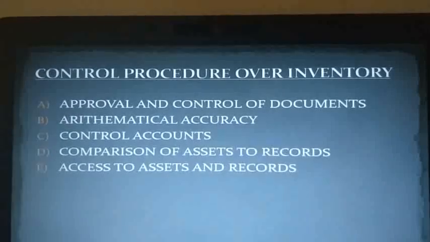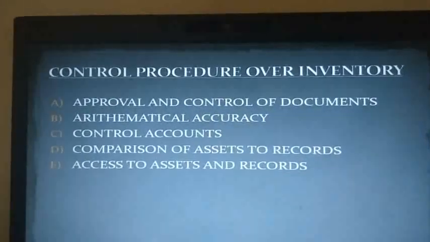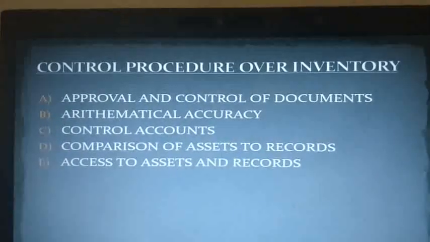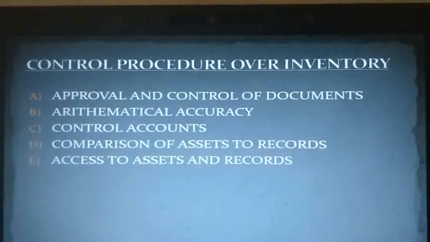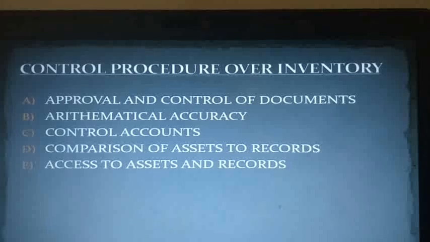Next one, you have control accounts. In your control accounts, total inventory records may be maintained and integrated with the main accounting system. All the records will be maintained by the main accounting system. They should reconcile to detailed inventory records and discrepancies should be investigated.